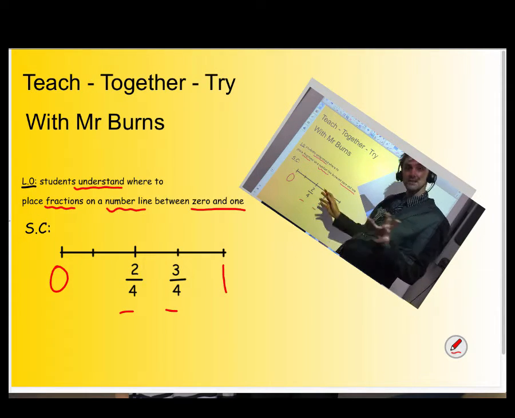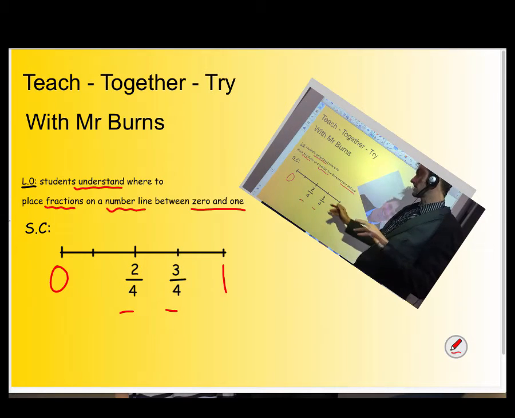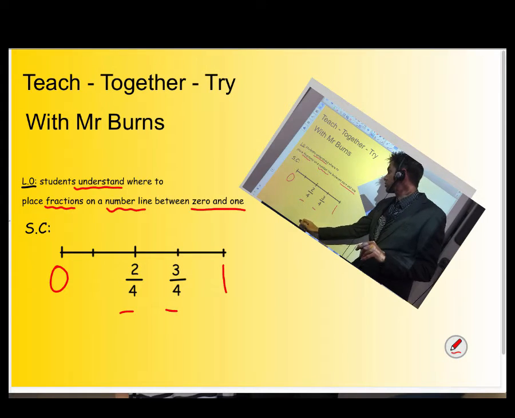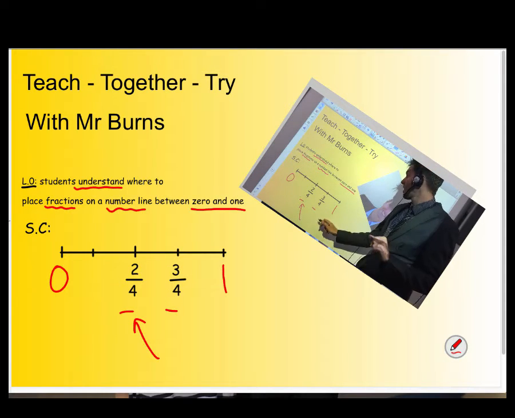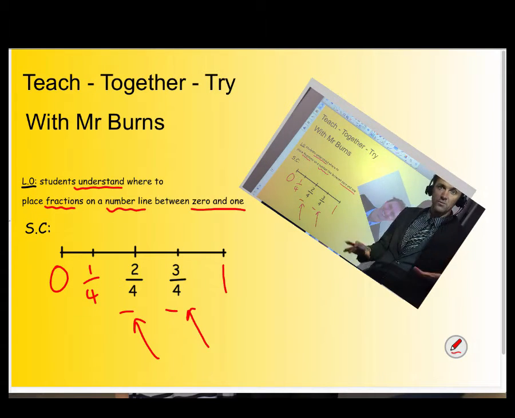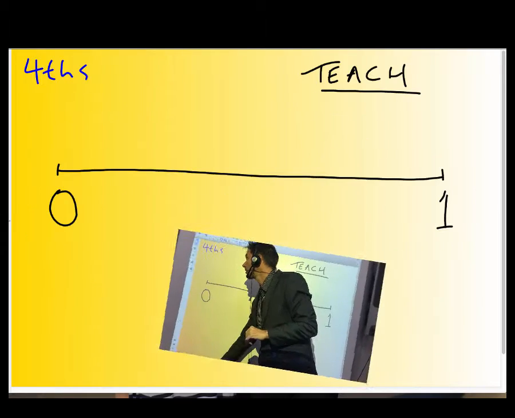And your success criteria, guys, should look a little like this. You'll have a number line, there's 0 and 1, and you will get that 2/4 would go there on the number line and 3/4 would go there. And I wonder if you get that 1/4 would go there. If you don't, that's great. We're going to look at that now.